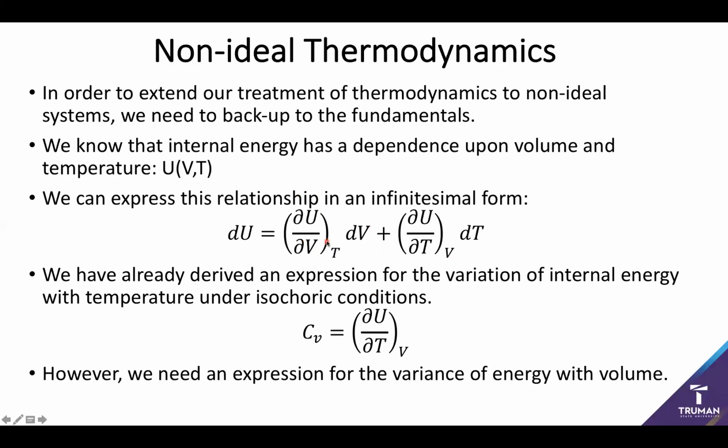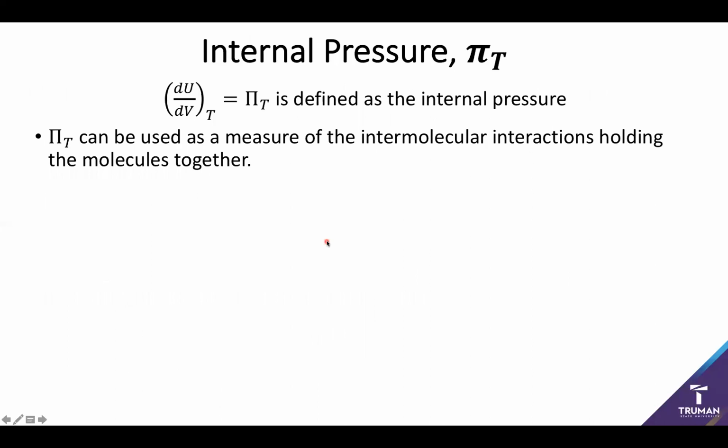In order to describe this system, we're going to start by giving it a variable. The variable we're going to choose here is the internal pressure. And it turns out that internal pressure is really going to be a measure of the intermolecular actions holding molecules together.